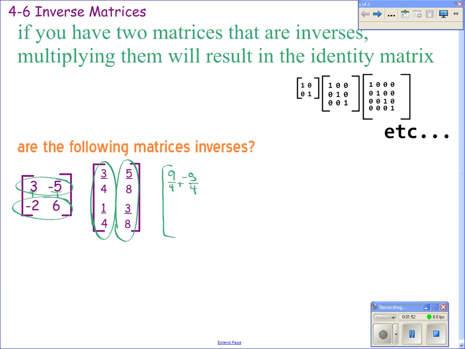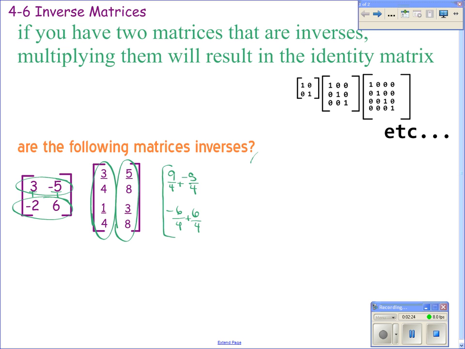Okay, what if I wanted the number right below that? What am I going to add together? Negative 2 times 3/4. Negative 6/4. And then 6 times 1/4. 6/4. Okay.